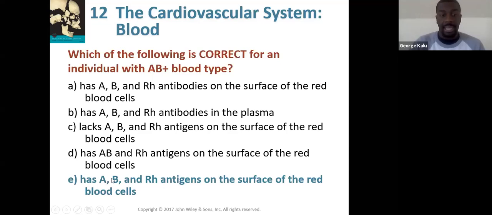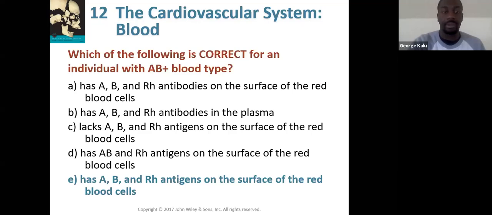Has the A, B, and Rh antigens on the surface of their red blood cells. Why isn't it A, B, and Rh antibodies? Well, remember, antibodies are what's found in the blood plasma, and this is what helps to fight off foreign blood that is not compatible with the individual's blood type. This is where we have similar words that mean different things. Antigens are found on the red blood cell to give it its identity. The antibodies are there to help produce an immune reaction when it's been exposed to the wrong or an incompatible blood type.